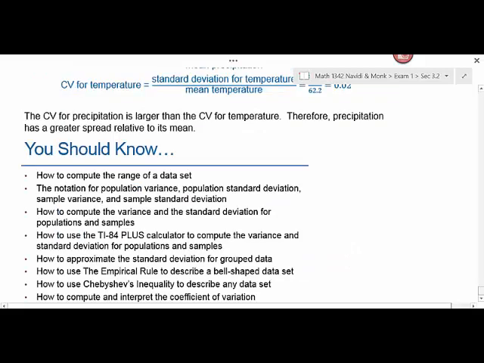This wraps up section 3.2. This is one lesson that you may need to go back and watch the video again and look at the lecture notes, because some of these concepts are straightforward. Some of them are a little slippery, and it may take multiple exposures in order to fully grasp and understand and get comfortable with it.